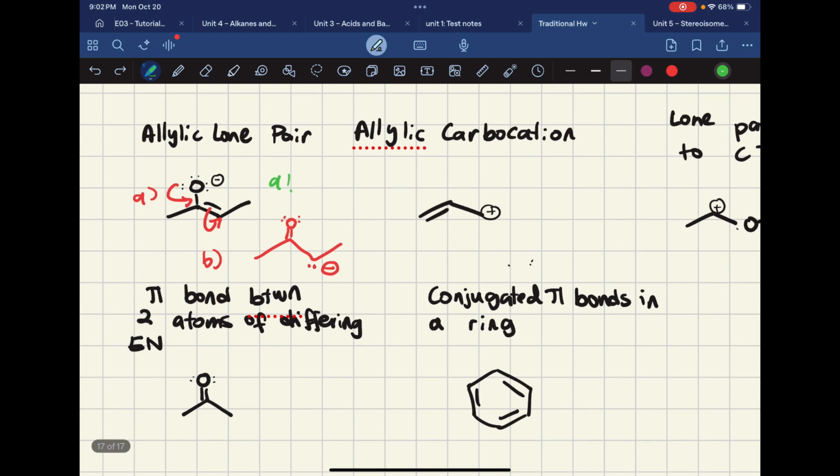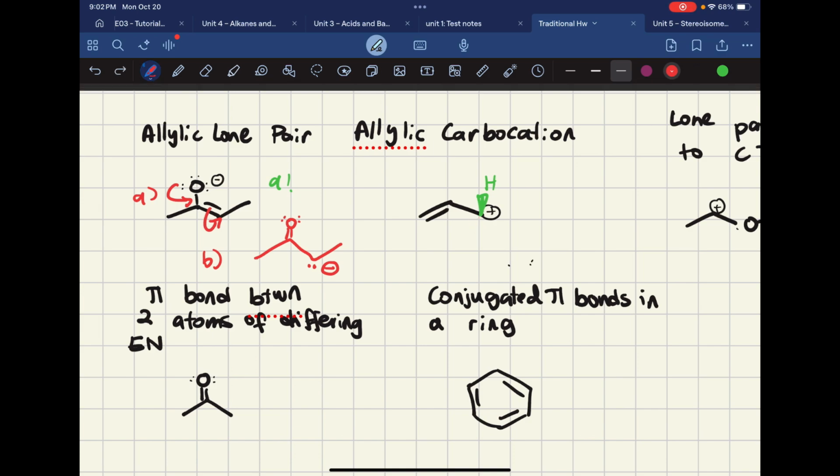Okay, now let's look at the second pattern, known as allylic carbocation. Allylic carbocation is basically when you have a positive charge on a carbon, and what this means is that that carbon is deficient in bonds. Okay, so how you want to interpret this carbocation is that it has two additional bonds to hydrogen, right? So it's actually not fulfilling the octet rule.